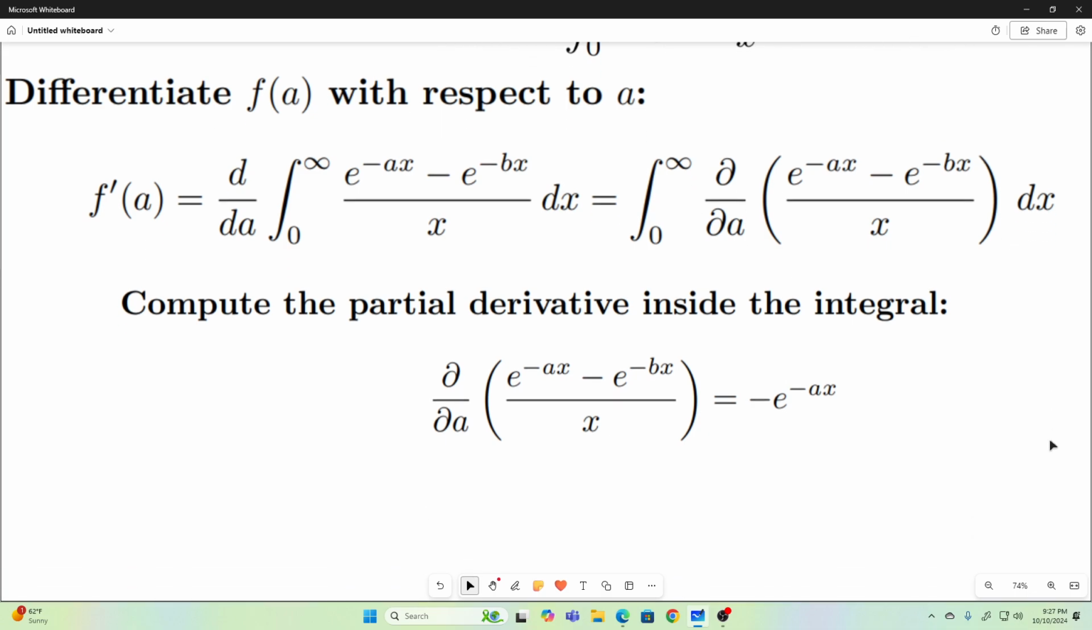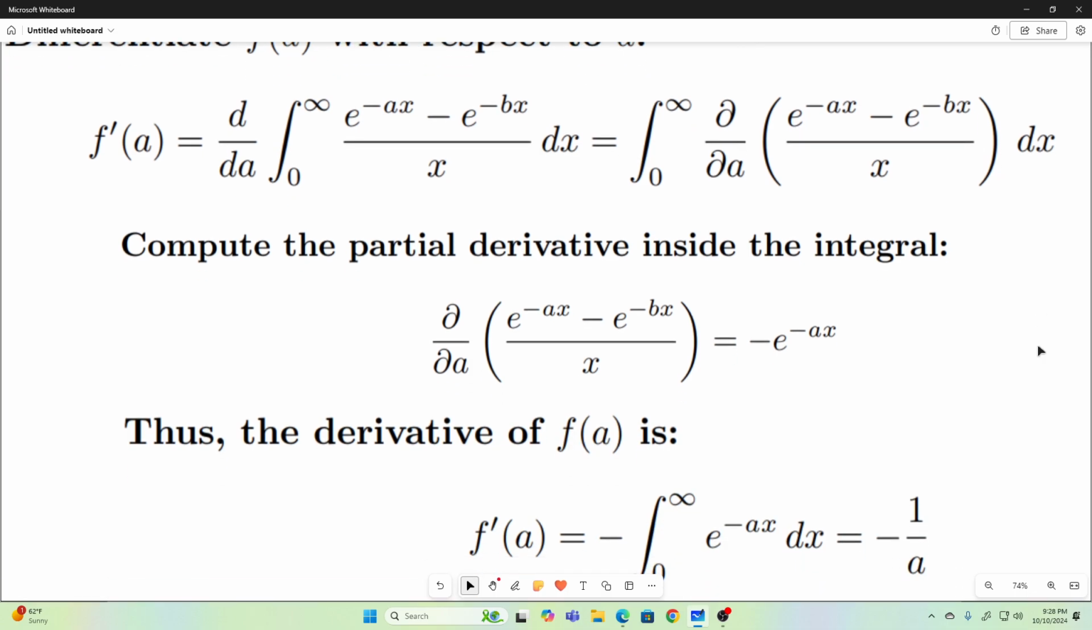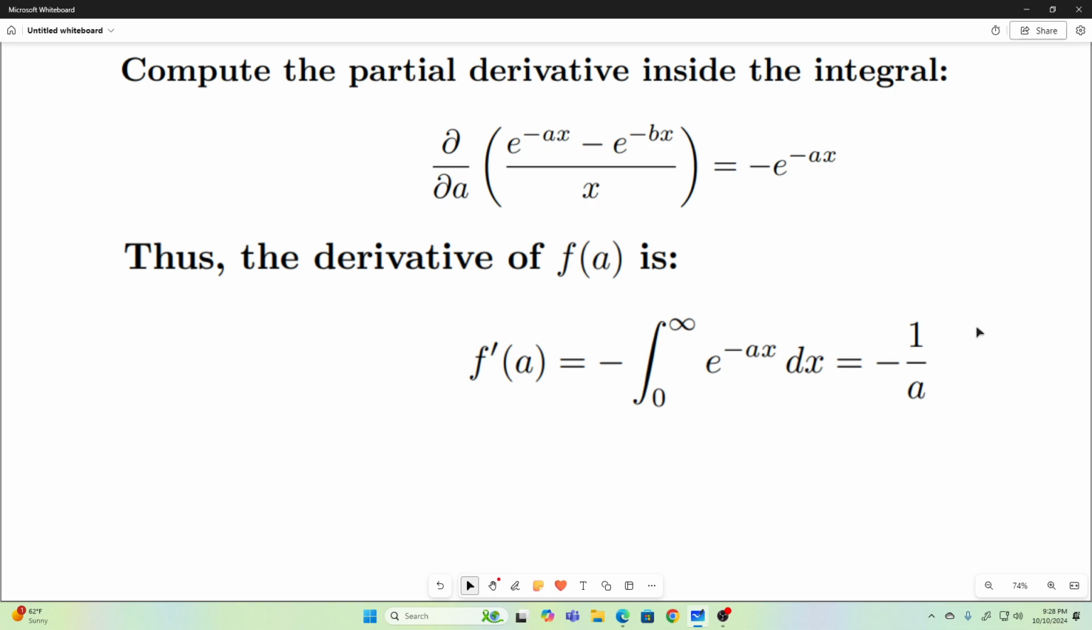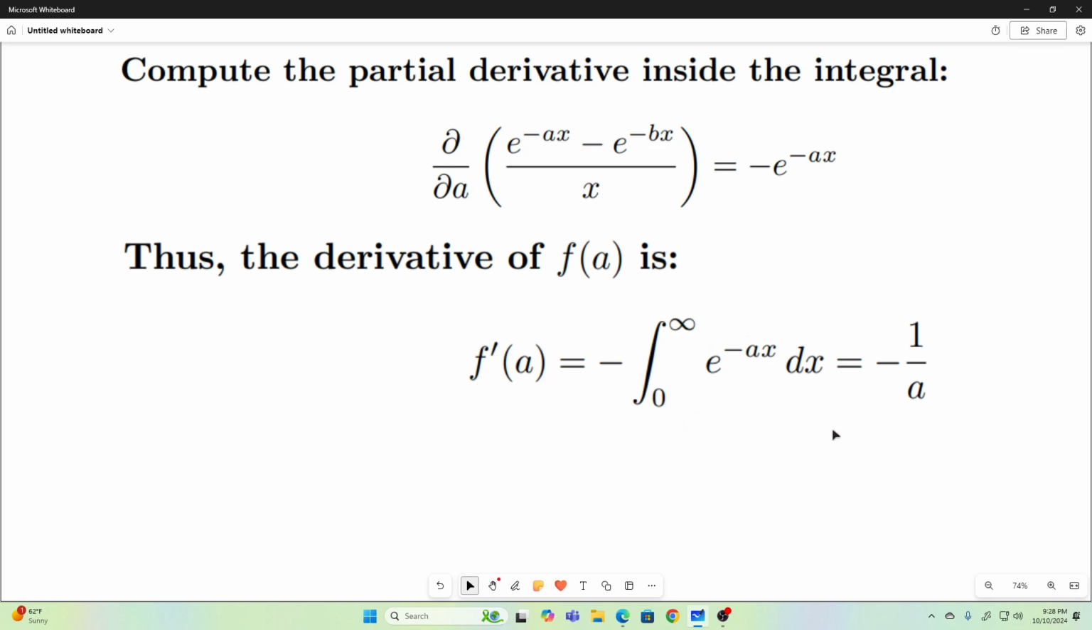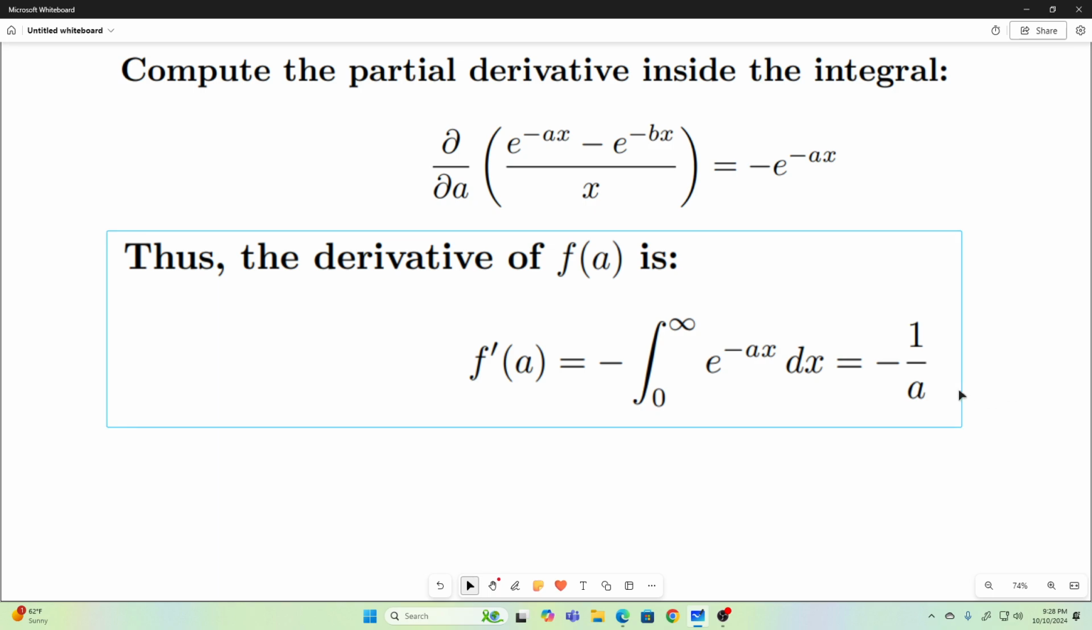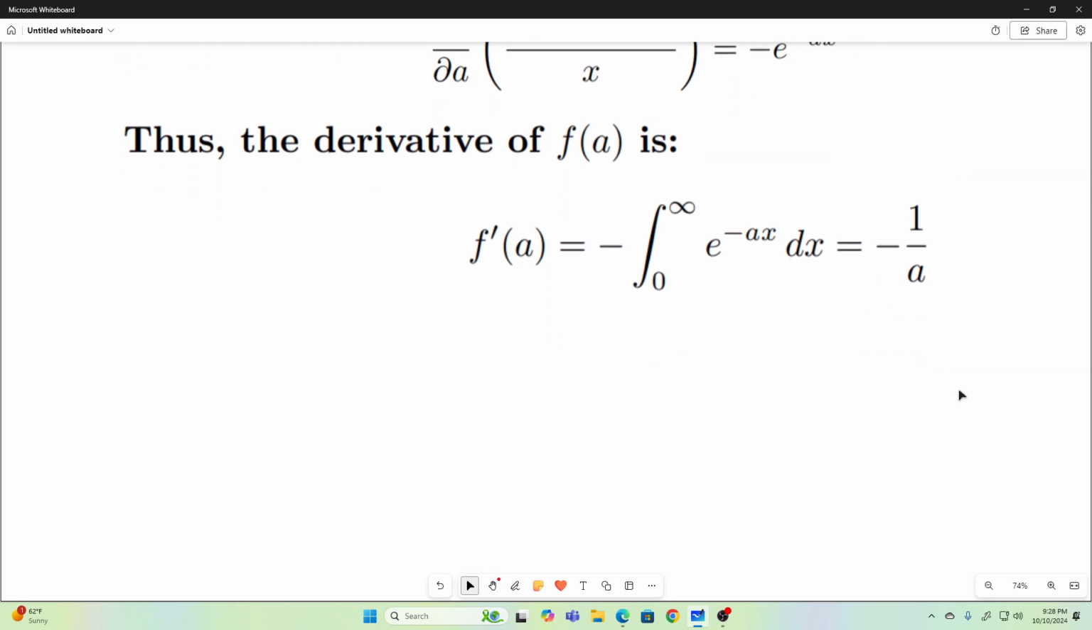Okay, so that means we can replace this with this. And we do that in the next step. So the derivative of f of a is simply negative 1 over a, because this integral right here easily evaluates to negative 1 over a using techniques that you would have learned in Calculus 1. Okay, so our f prime of a is equal to negative 1 over a.